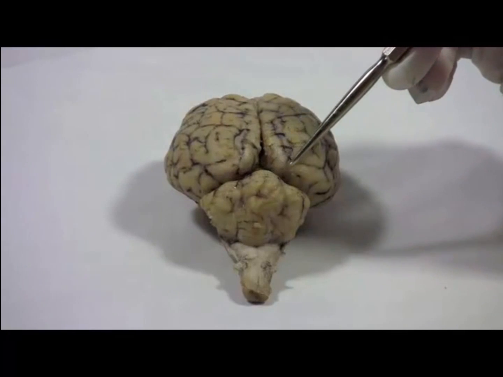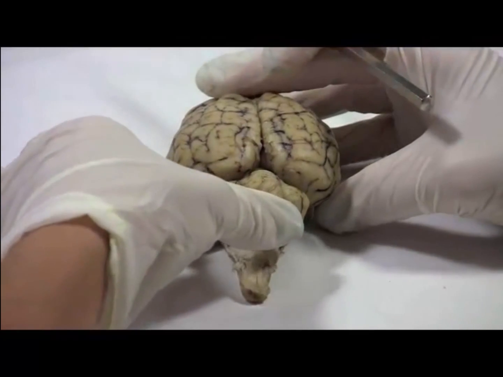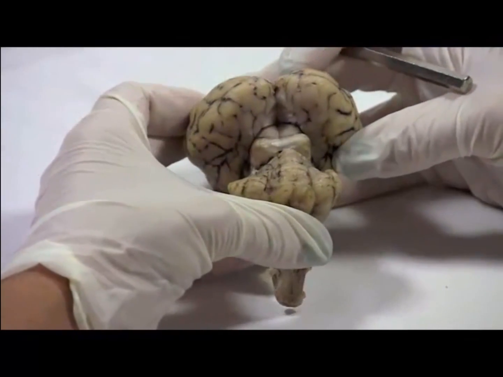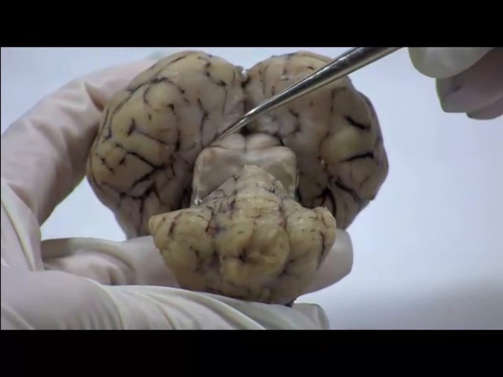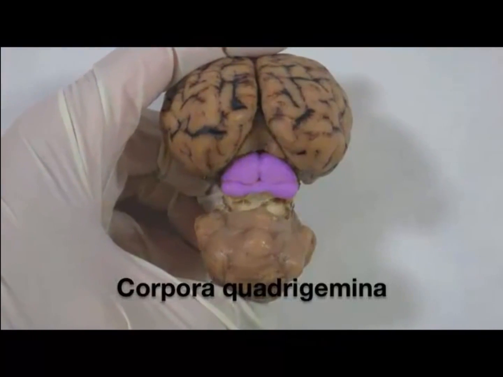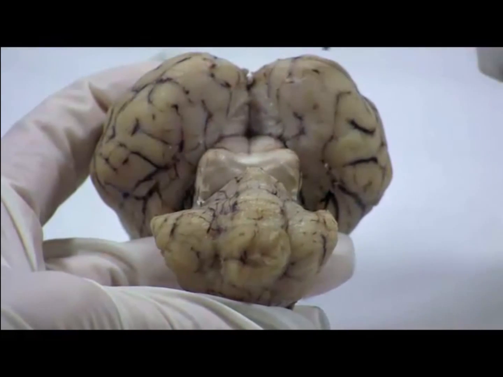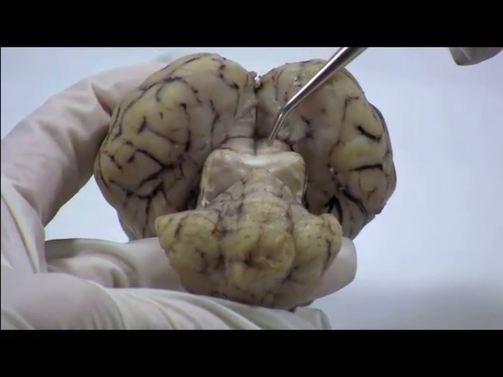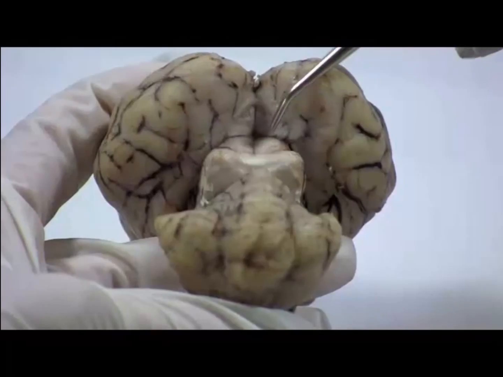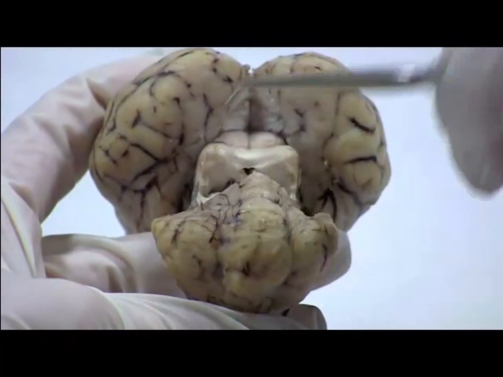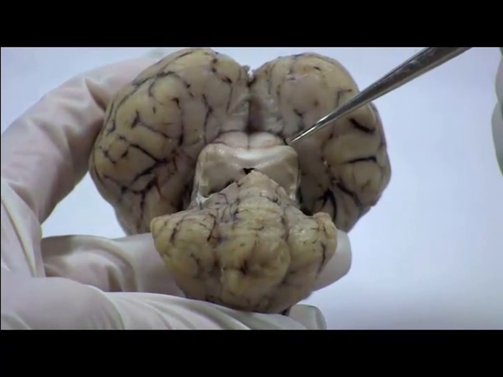Let's look into the transverse fissure, which is in between the cerebrum and the cerebellum. These four bumps make up the dorsal surface of the midbrain. This area is called the corpora quadrigemina. The corpora quadrigemina is made up of the two superior colliculi, which are visual reflex centers, and the two inferior colliculi that relay auditory information to the sensory cortex and are involved in reflexive responses to sound.